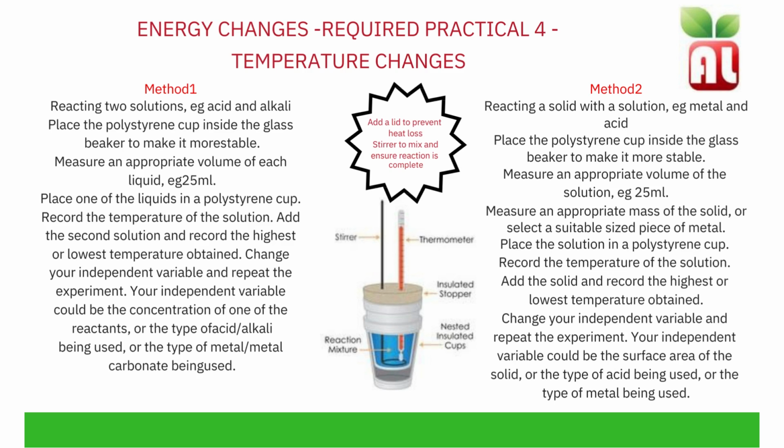Investigating temperature changes, required practical. In method 1, reacting two solutions together, for example an acid and an alkali. The equipment used is a polystyrene cup inside a glass beaker. Inside the glass beaker makes it more stable. Use a polystyrene cup as it's well insulated and prevents heat loss to the surroundings.